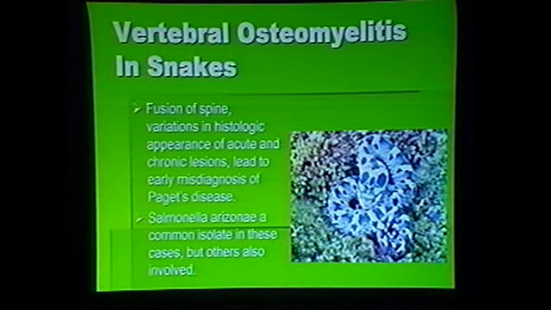Vertebral osteomyelitis is very common in snakes, associated with fusion of the spine, and there will be variations in the histologic appearance of the acute and chronic lesions, which can lead to the early misdiagnosis of Paget's disease. Paget's disease is a disease of bone remodeling in humans and has to do with the mosaic pattern of bone remodeling that occurs in the vertebral bodies. In reptiles, the mosaic pattern of bone remodeling is a normal finding and should not be overinterpreted as Paget's disease.